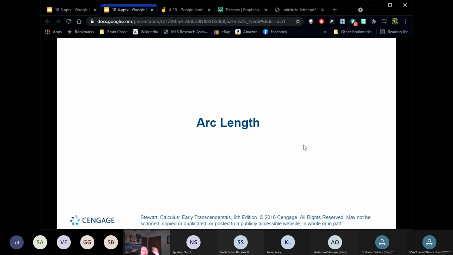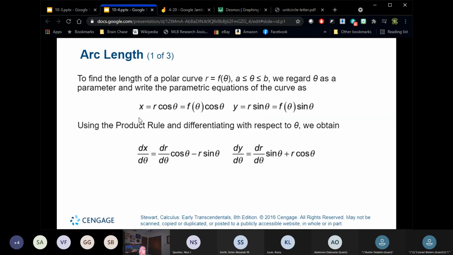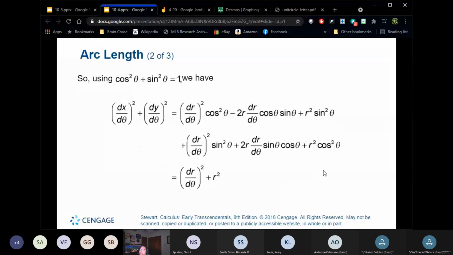Last thing, arc length. So our arc length formula is going to be similar to what we did for the parametric equation, just again with the thetas, it gets a little more complicated. Remember my dx d theta is that, my dy d theta is that.